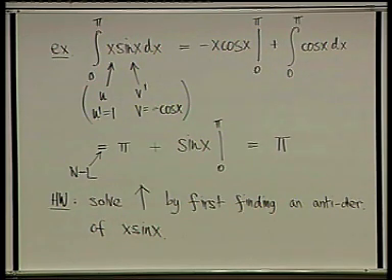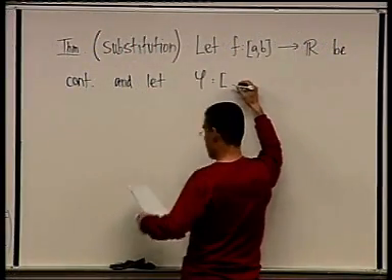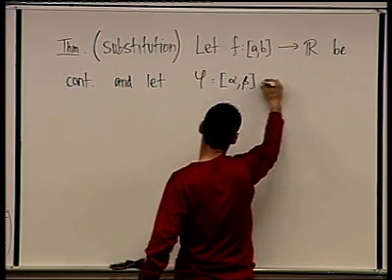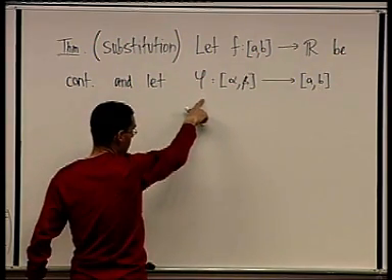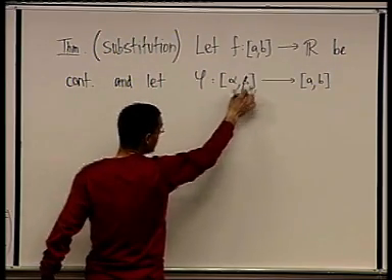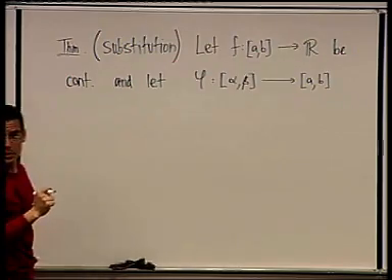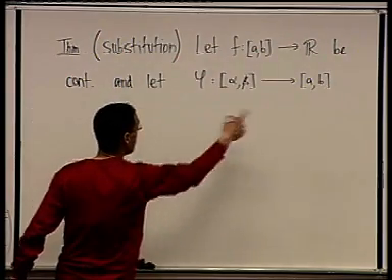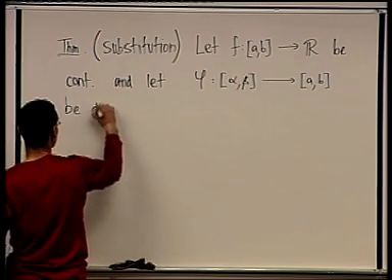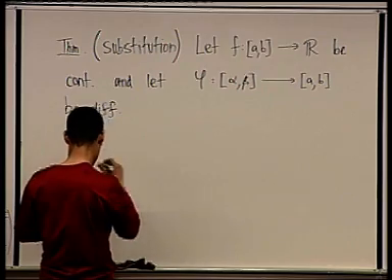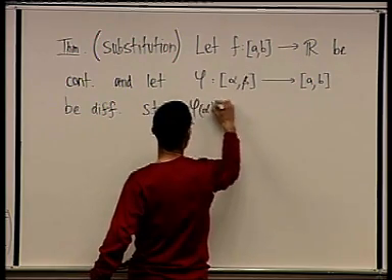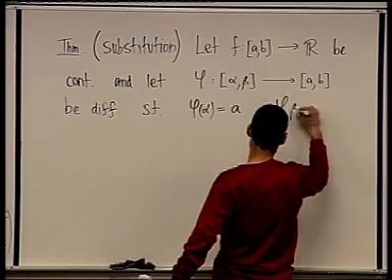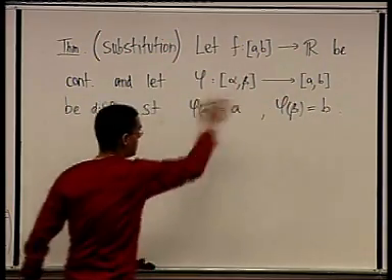And let phi be a function from alpha beta to a b. So phi is a function that goes from some interval alpha beta to the interval a b where f is defined. Okay? And let phi be differentiable, such that it has to satisfy that phi of alpha is a and phi of beta is b. So the endpoints go to endpoints.